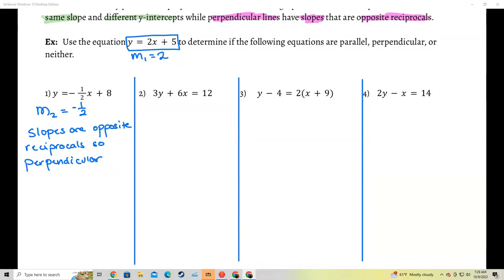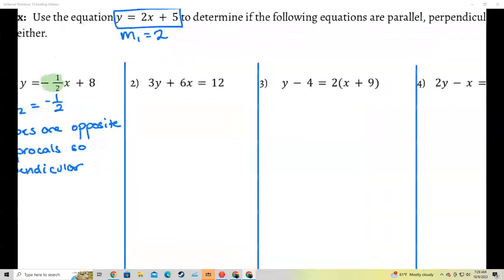Let's take a look at the next one. Unfortunately, I can't really do that as quickly on this second one because it's not in slope intercept form. On the first one, I knew exactly where the slope is. On the second one, I don't know exactly where the slope is. So what I'm going to do first is put this into slope intercept form. Then I can tell you, oh, the slope is this. Then I know what the answer is going to be. So let's go ahead and start manipulating this.